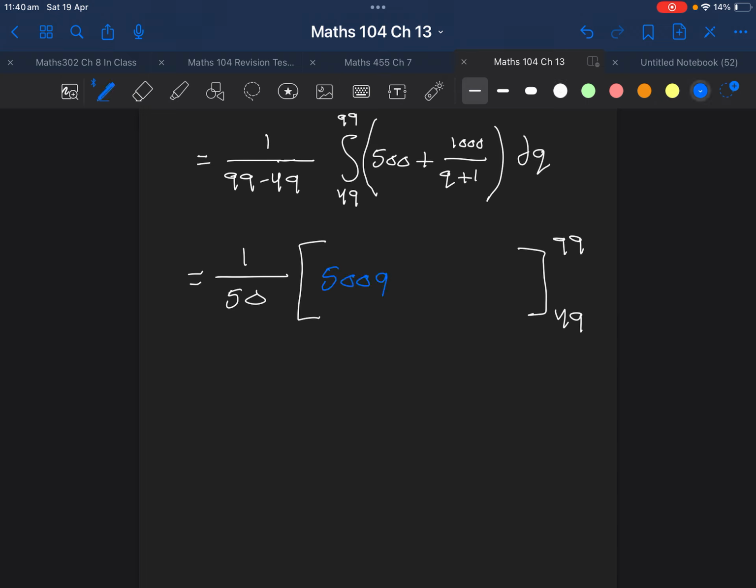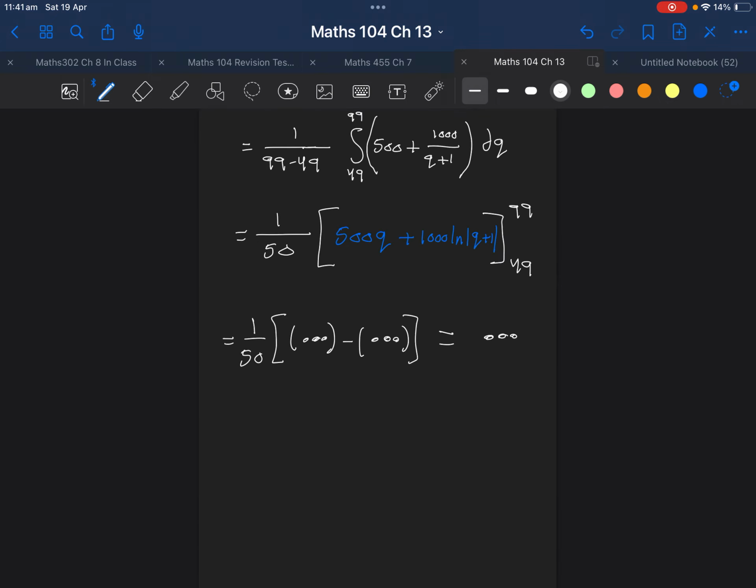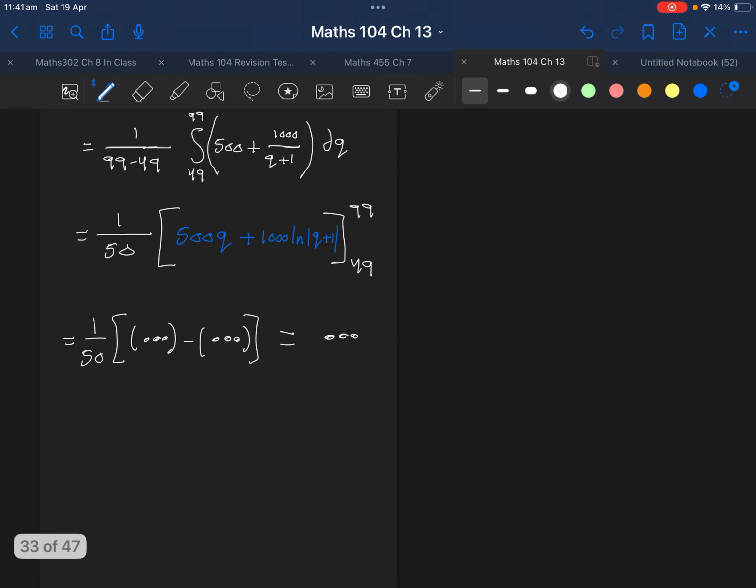The integral of 500 will be just 500Q. Now, what is the integral of 1 over u with u prime here? Remember, this would be just the ln. So it will be 1000 ln absolute value of Q plus 1. Now, all you need to do is use your calculator to find what happens if we plug in 99, minus the number if we plug in 49, we subtract them and we get the final answer. That's how we do it for this question.